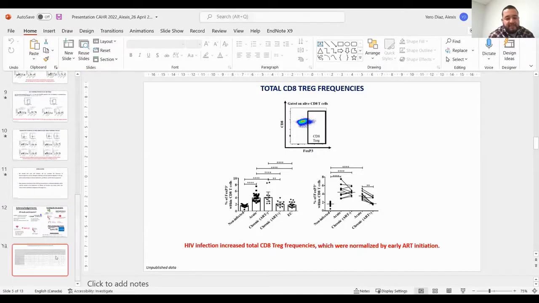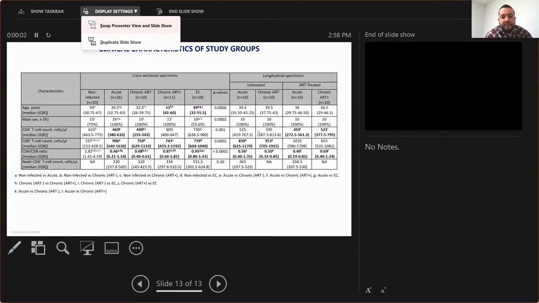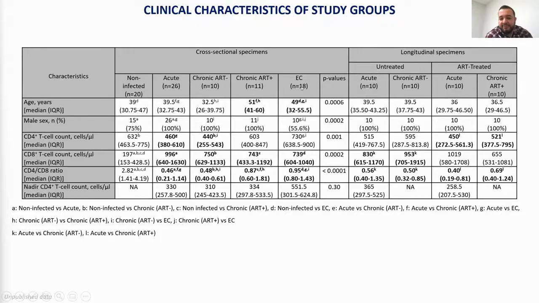I can show you. I have this table, but I didn't present it. So these are the characteristics of the elite controller groups. We have 18 individuals. They were really old compared to the other groups, and most of them maintain this.